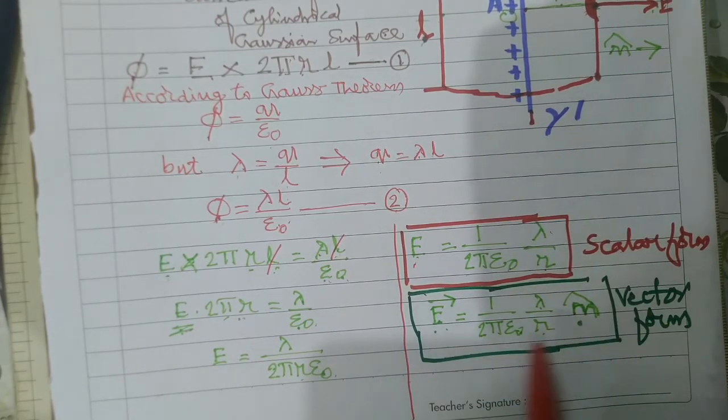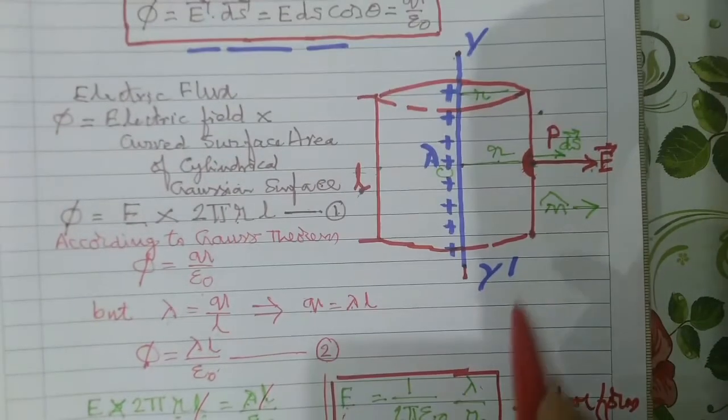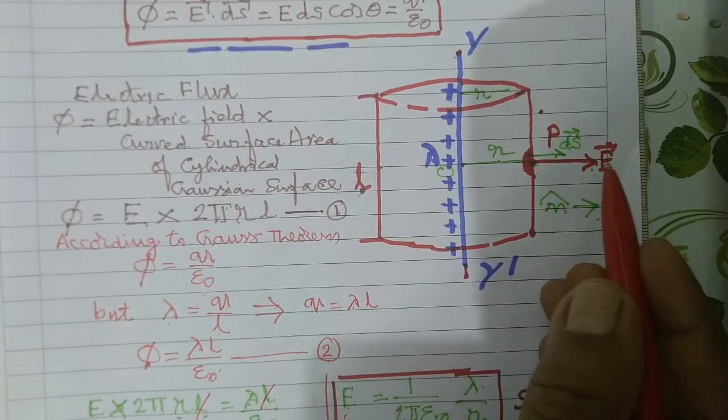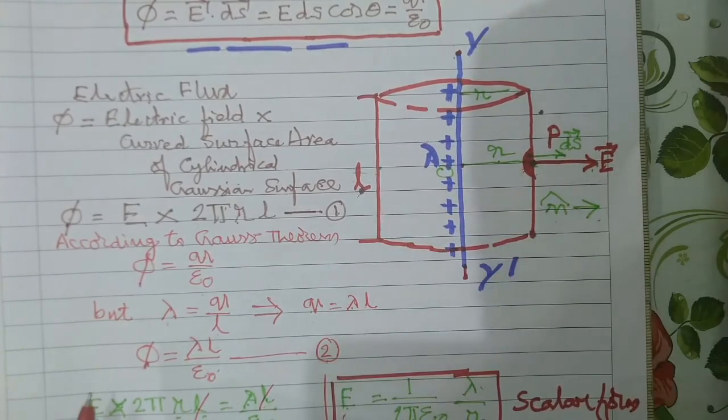In the vector form, we multiply by the unit vector n cap. For this diagram, n cap is in this direction if it is a positive charge. If it is a negative charge, it will be on the left side, coming from the point P. So this is the first application of the Gauss theorem.